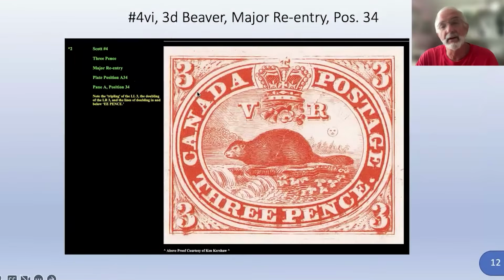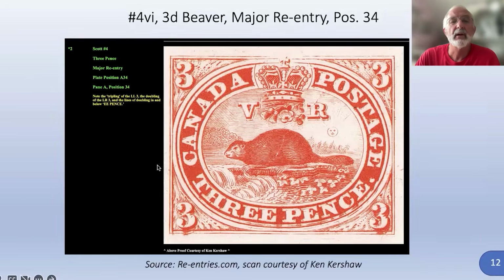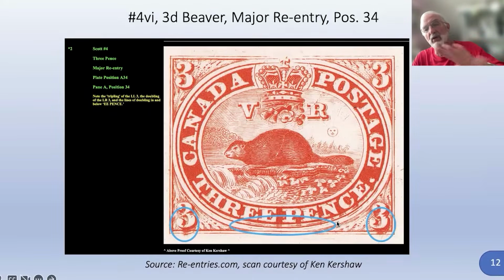What we're looking at here is the reference, Ralph Trimble, on his website, reentries.com. He's unfortunately passed away in the last couple of years, but he shows the reentry, and Ken Kershaw provided the stamps, but we see the same doubling in each corner, and we see this doubling in the oval. This is all part of one reentry. These are not called in the plural term. It's not 3 entries on this stamp. Those are one reentry from one application of the transfer roll.